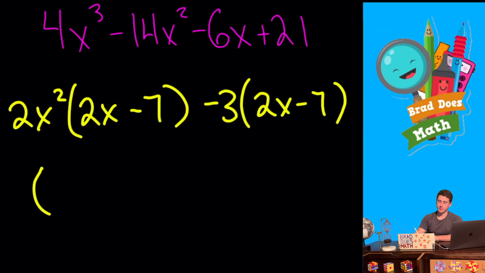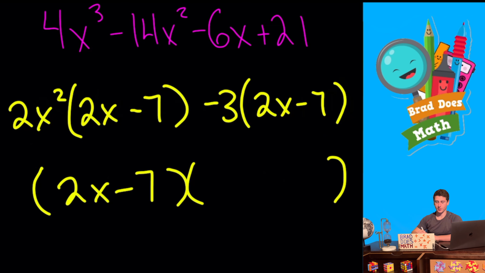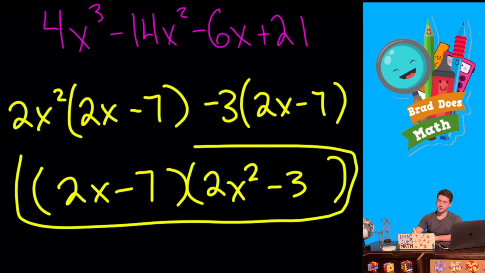All right, and same deal here. Two sets of parentheses. Whatever they both have, that goes in the first one. Order doesn't matter. You could have put it in the second one, but whatever. And then whatever's left over when you kind of cross them out, you'll put in the last one, 2x squared minus 3. And there's your answer. 2x minus 7, 2x squared minus 3. No big deal, right? Grouping's not that hard.